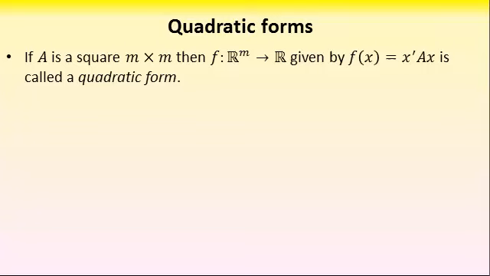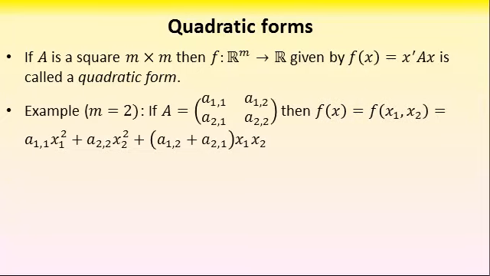So to summarize what we've said so far, if A is a square m by m matrix, then the function given by x transpose Ax will be a function from Rm to R, and it will be called a quadratic form. And it's the multivariate correspondence of the quadratic part of a quadratic function. The example we considered was the m equal to 2 case with an arbitrary matrix A, which gave us this quadratic form.